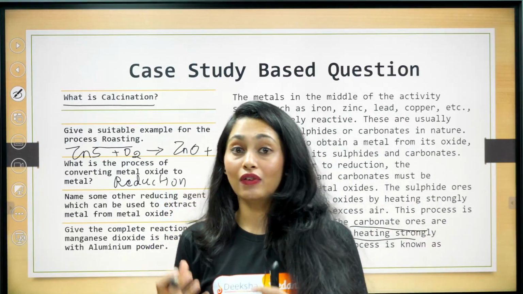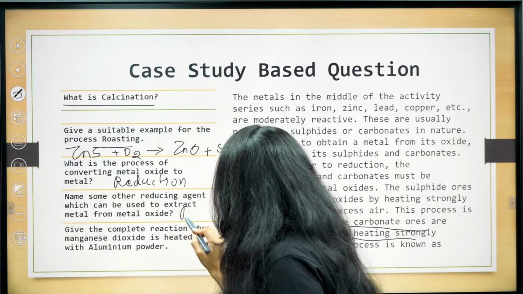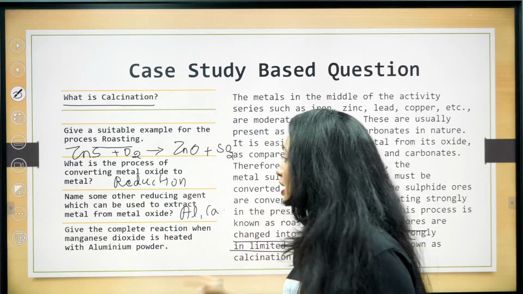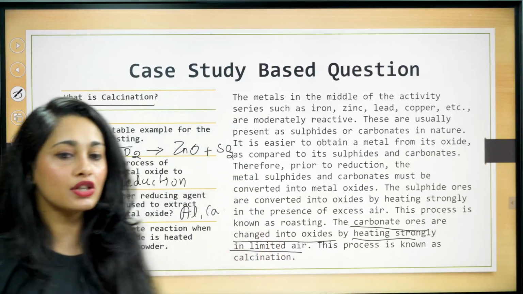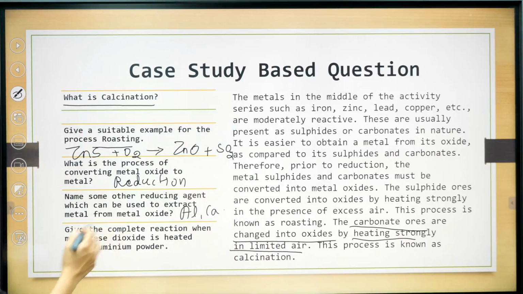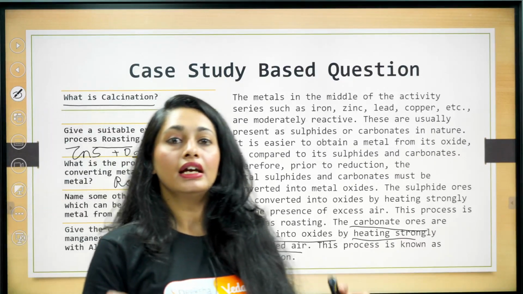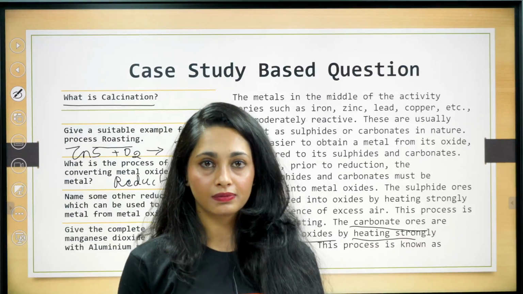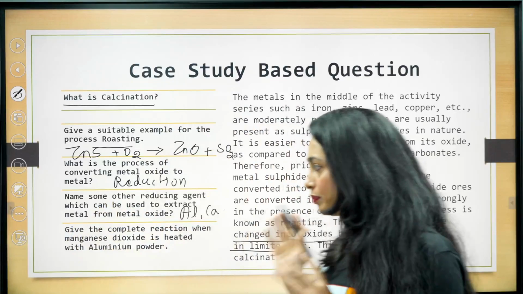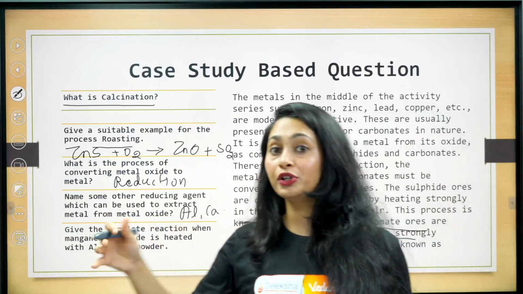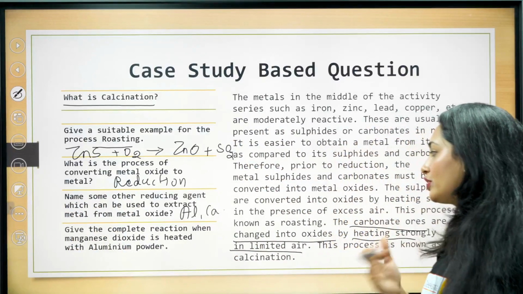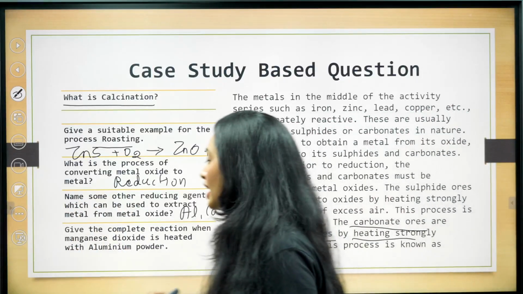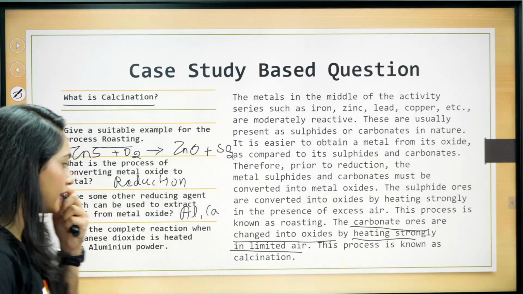So reactive, highly reactive metals like aluminium and calcium can also be used as reducing agents. In the case of moderately reactive metals, they can be reduced using these highly reactive metals. This is called the aluminothermy process, or thermite reaction. These are examples. Give the complete reaction when manganese dioxide is heated with aluminium powder.